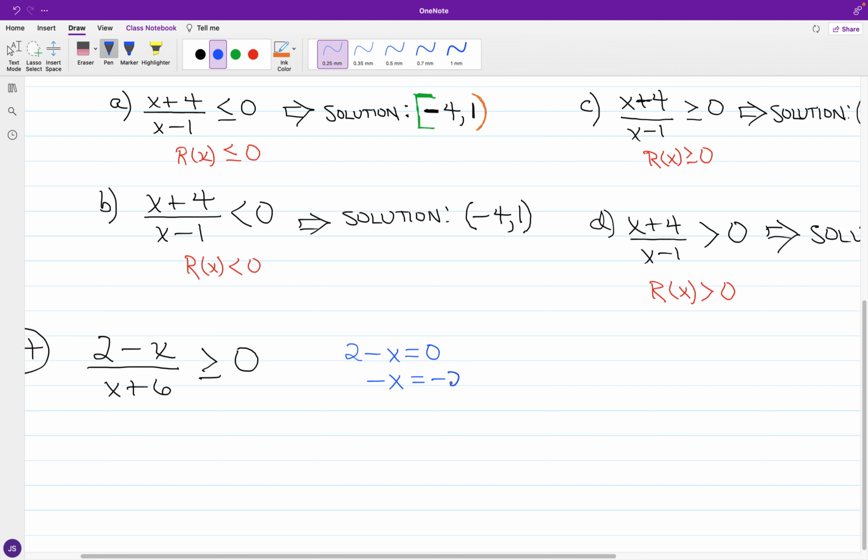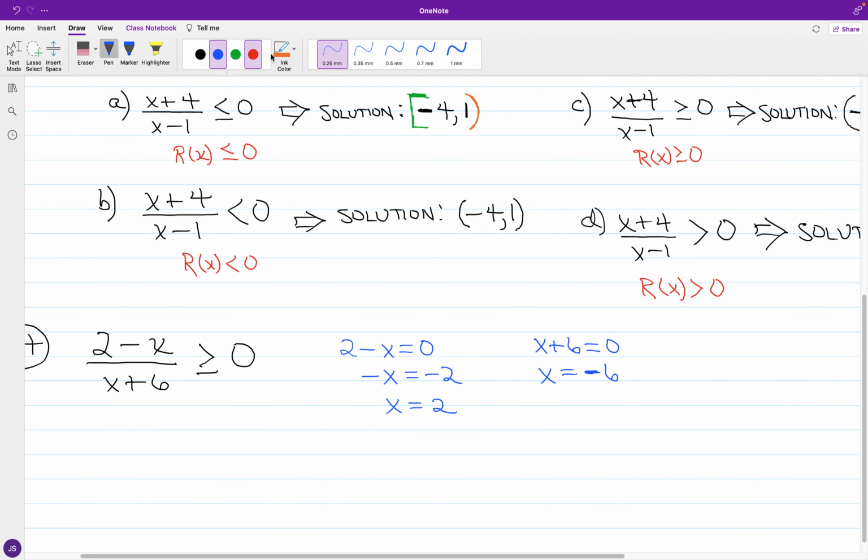And if I do this through the pathway of subtracting 2, so I have -x equal to -2, and changing the signs at both ends, whether multiplying or dividing by -1, we come out to x is equal to 2. 2 minus 2 is equal to 0. And for x plus 6 equal to 0, you're going to have that x is equal to -6.